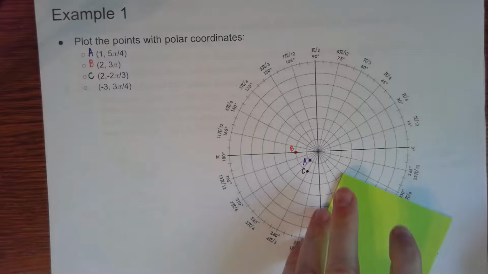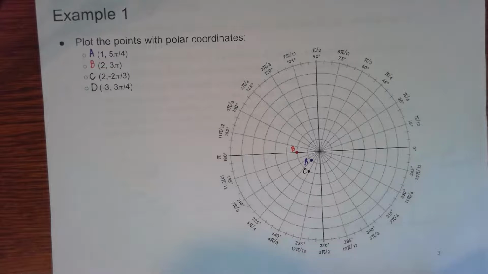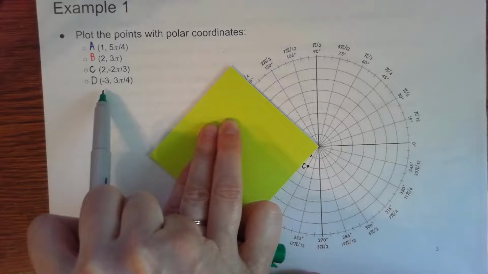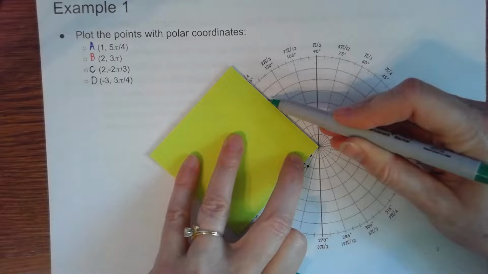And finally, let's mark point D. Starting with my angle 3 pi over 4, there's my terminal edge right there at 3 pi over 4. And now this one's a little bit tricky because I'm going to go negative 3 units from the origin. So far all of these have been positive, so if I were going to go positive 3, I would go along this terminal edge.